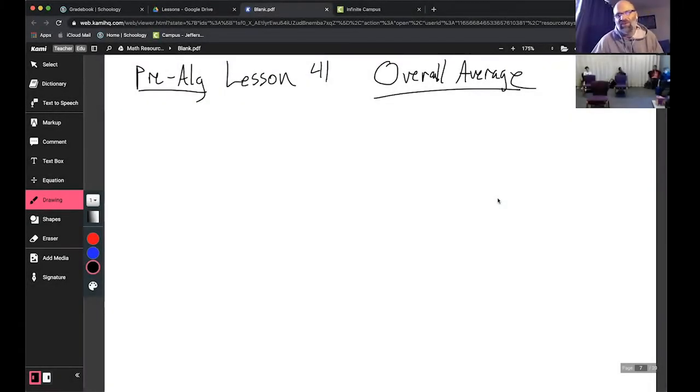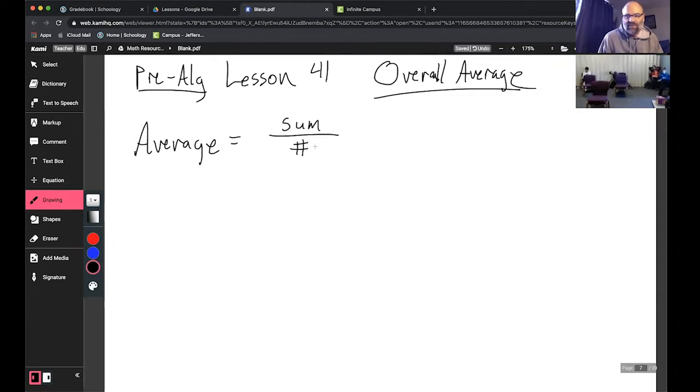Let's jump into lesson 41. We're going to talk about overall average. Average is still average. To find the average, you add everything up, and then you divide by the number of numbers. So it's still the same with overall average.